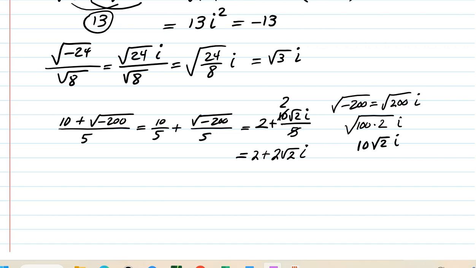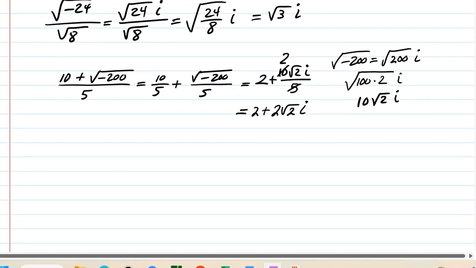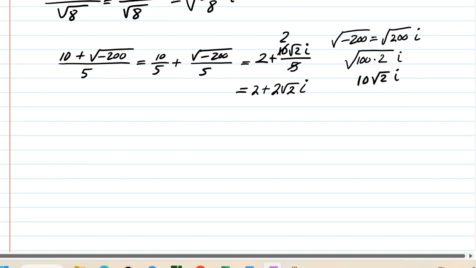Okay. This was one of the exercises I happened to look at. It was number 43 in the homework problems I was looking at.